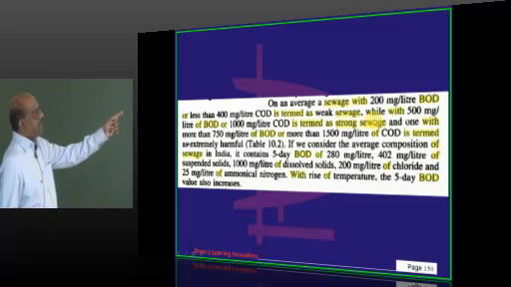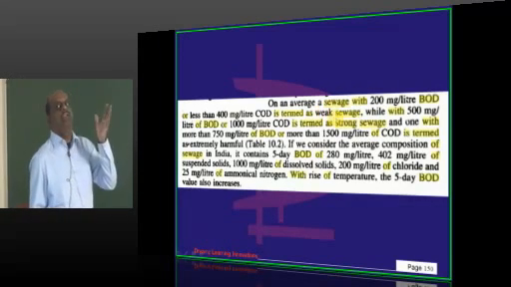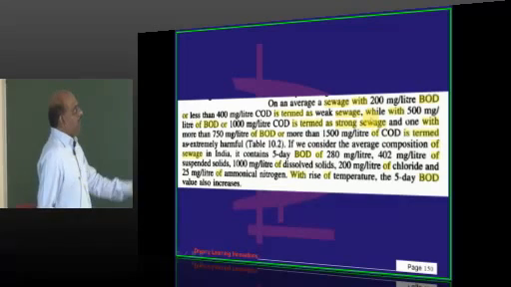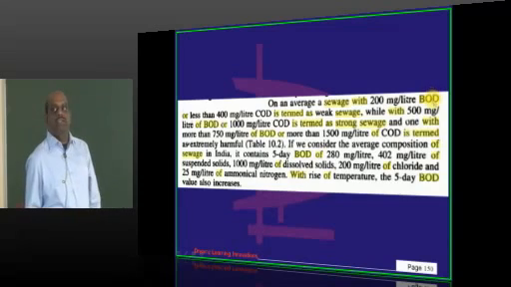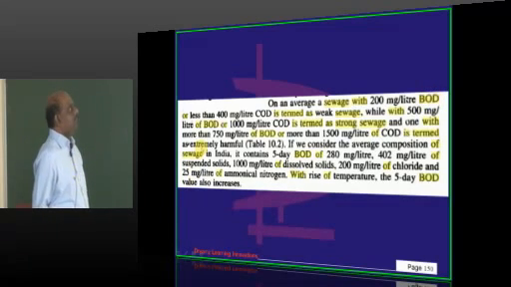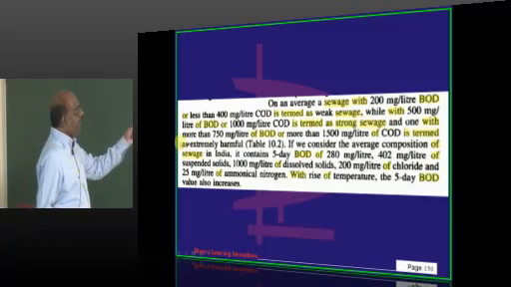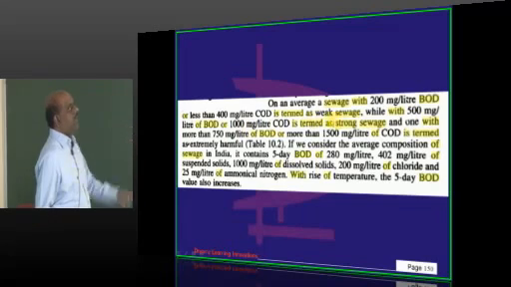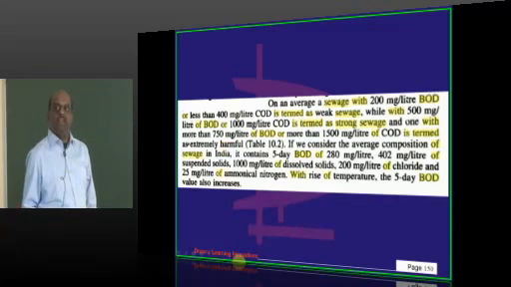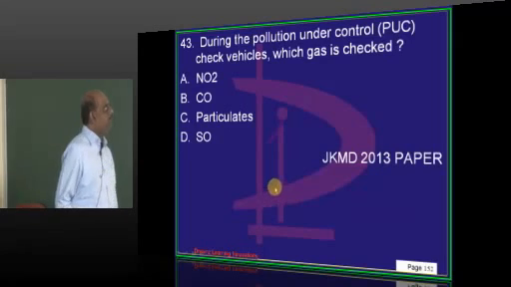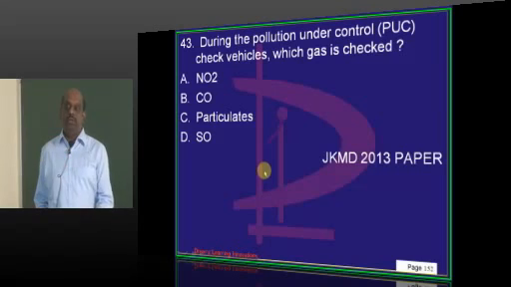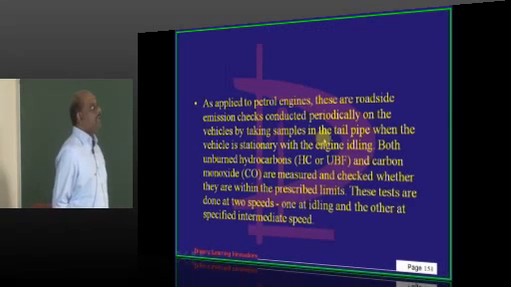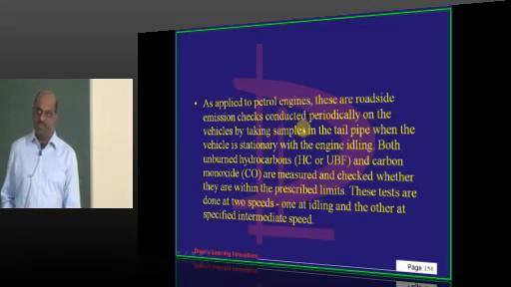if you take the average sewage, if it is 200 milligram per liter or less of BOD, then you call it weak sewage. With 500 or 1000 you call strong, etc. So I leave the literature for you to review. So we generally go for a pollution check. What we are checking: carbon monoxide and hydrocarbons are the ones which are checked.